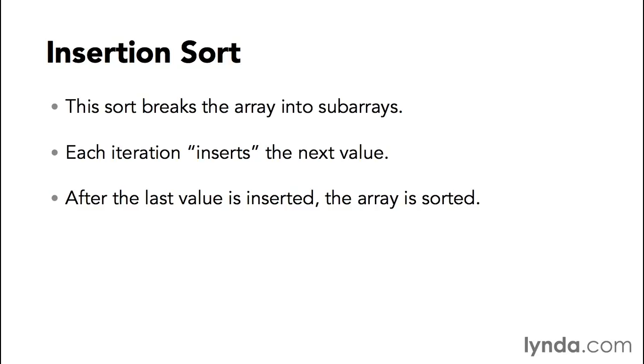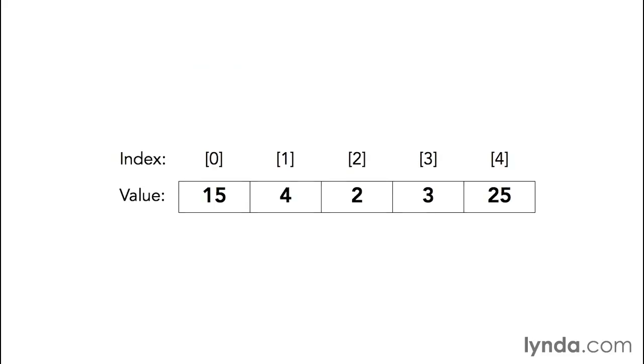Here's how the insertion sort works. We're starting with that same 5-element array. This time, the first thing it does is compare 15 and 4 and put them in order. Now, it includes the 2. Now, it includes the 3 and puts the 3 between the 2 and the 4. And finally, it includes the 15, and the 25 was already in the right position.